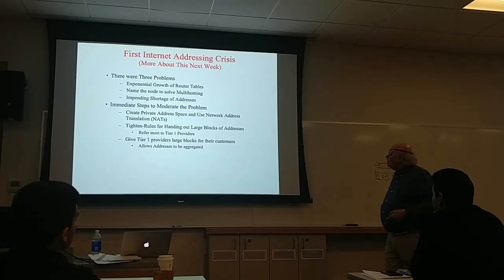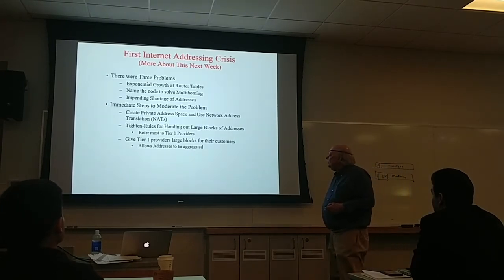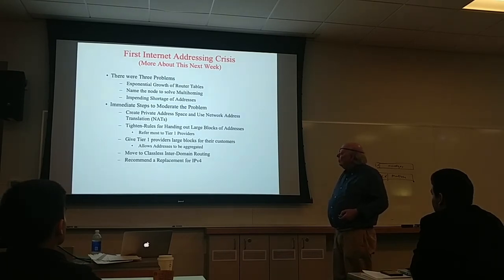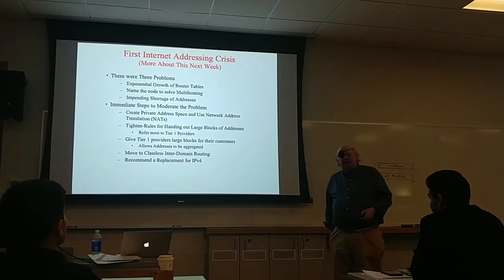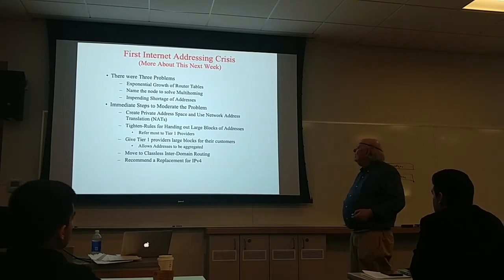Give tier 1 providers large blocks of addresses for their customers. Allow addresses to be aggregated. Move to classless interdomain routing. So basically what we did, and then recommend a replacement for IPv4 to deal with the shortage of address problem.